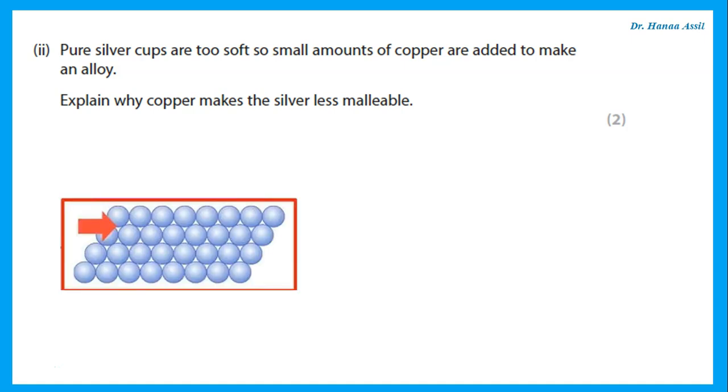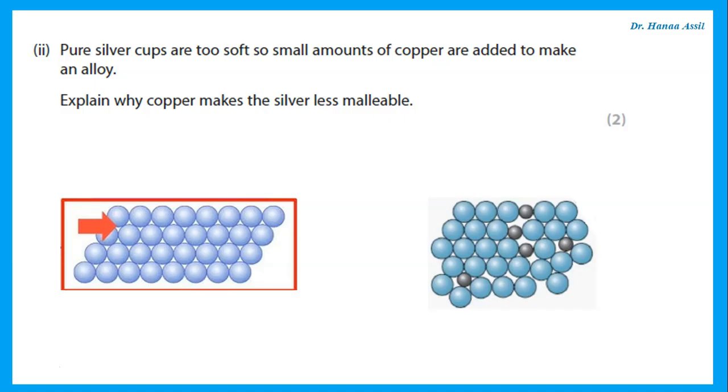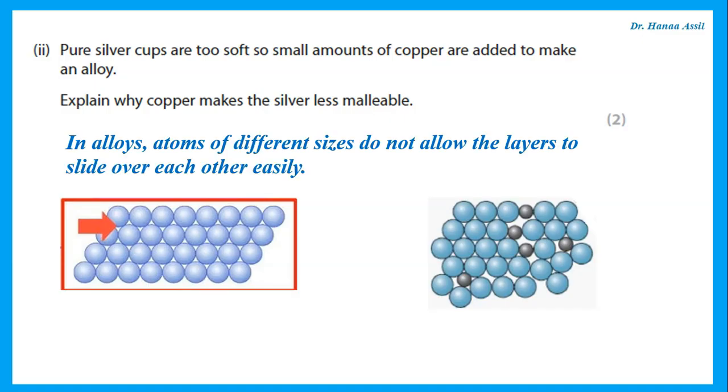If I have a normal metal like silver, then all the regular rows of positive ions, when heated or hammered, they can slide over each other. But if I have an alloy, alloys have what? Alloys have atoms of different sizes, and the presence of these atoms of different sizes do not allow the layers to slide over each other easily. So alloys are less malleable, stronger than the pure metal.